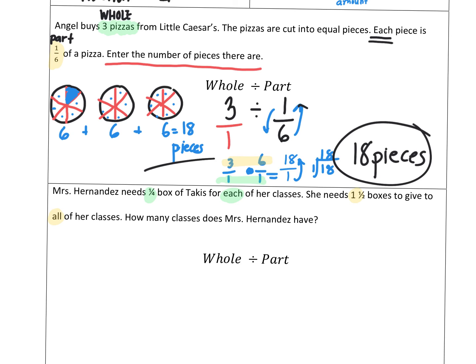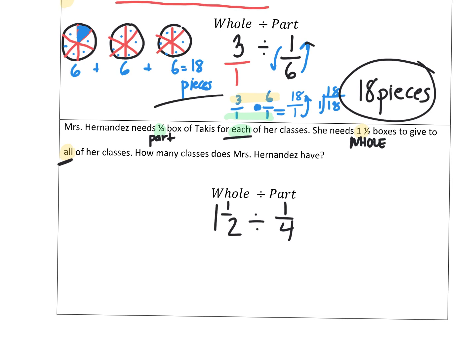Okay? If we look at each in this problem, we know that this has to be the part. It's the smaller number, and it says each. We know that's the part. And we know this one is the whole, because it's the larger number and it's talking about all. So we have the part and the whole. Okay? All right, well, let's get started. So my whole is 1.5 divided by my part, which is 1/4. You guys know how to do this from the last learning target. So now that we've created it, the next learning skill says to solve it.